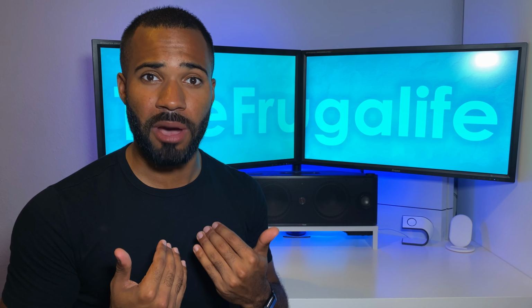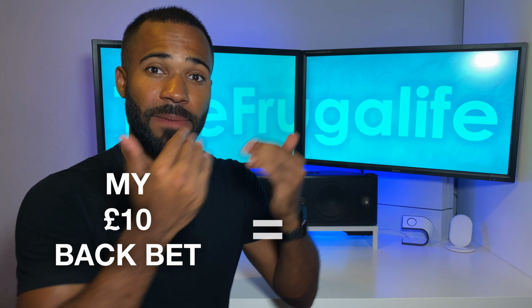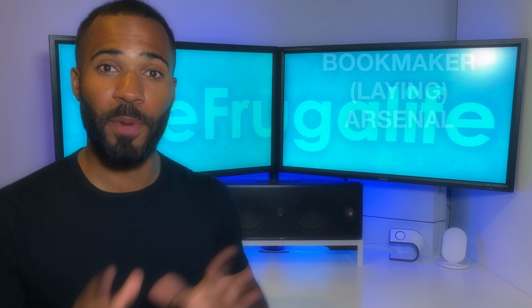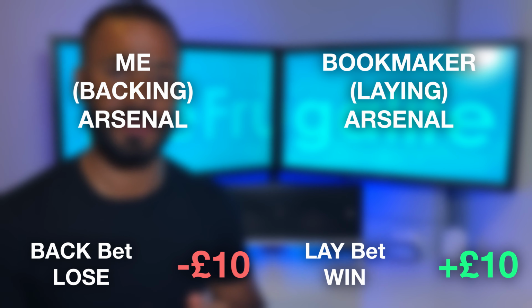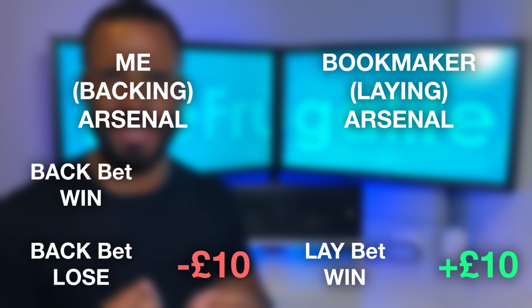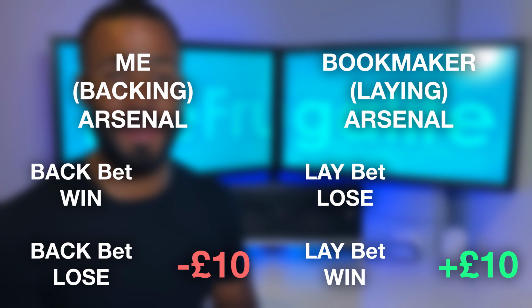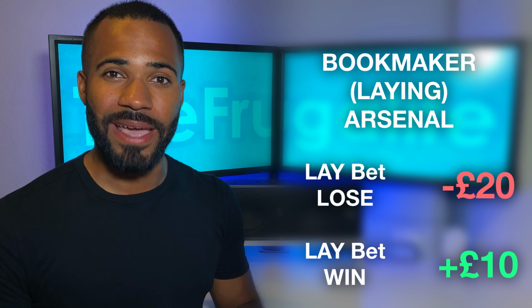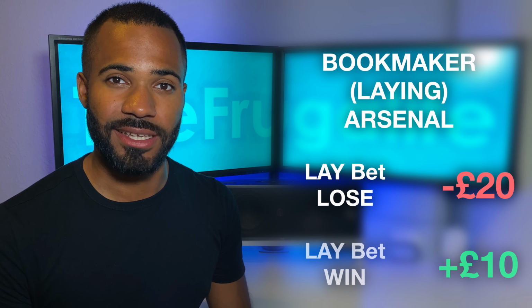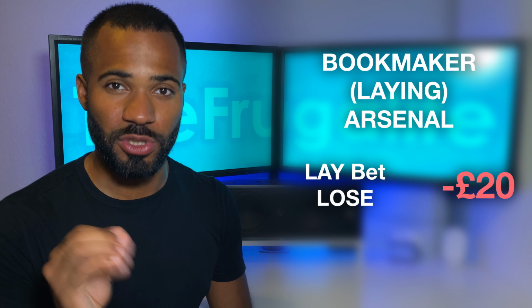But let's look on the other side of things. Because the bookmaker's taking on our bet, our £10 back bet ends up being their £10 lay bet. So from the bookmaker's perspective, if our back bet loses, then their lay bet would win. So they would collect their £10 lay stake from us. However, if our back bet wins, using the same odds of 3, the bookmaker would give back the £10 lay stake and also pay out £20 to us. So for the bookmaker, losing £20 is their worst case scenario, so their liability equals £20.